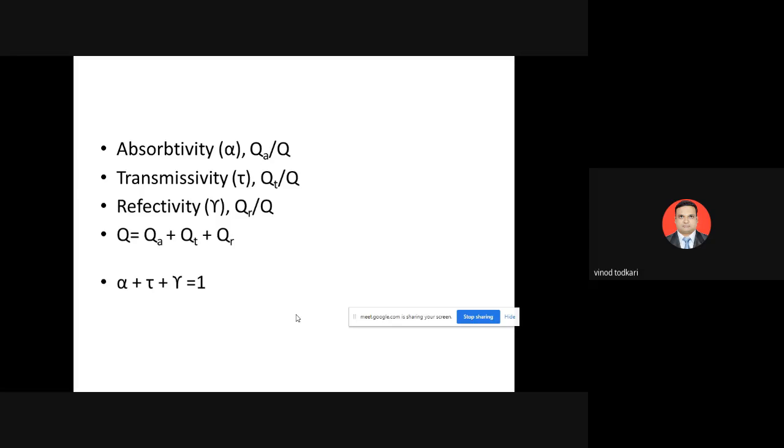What is Q? The energy incident on an object. QA is the energy absorbed by the object. QT is the energy transmitted by the object. And QR is the energy reflected by the object.